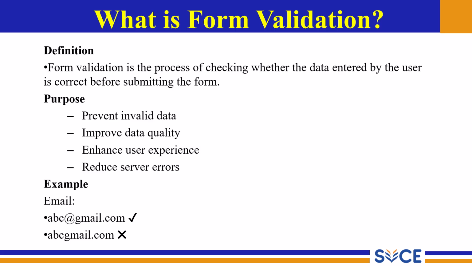Let's look into a simple example. The correct email is abc@gmail.com. The incorrect email is abc@gmail.com. Why is the second email invalid? Because it does not contain the @ symbol and a valid domain. Even this simple check prevents thousands of incorrect registrations every day.